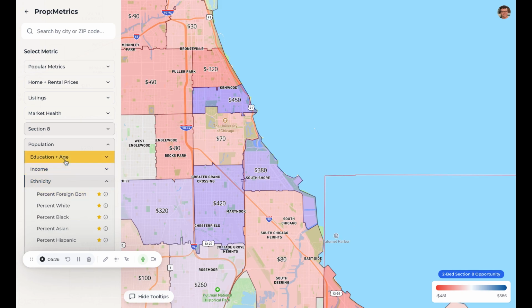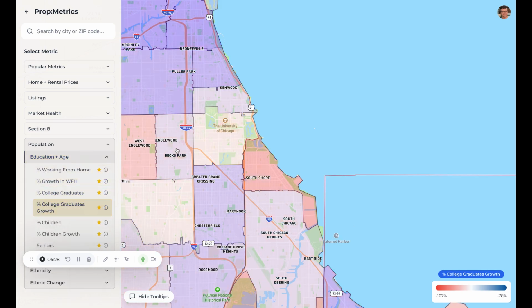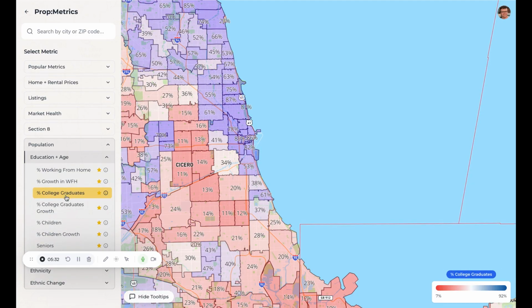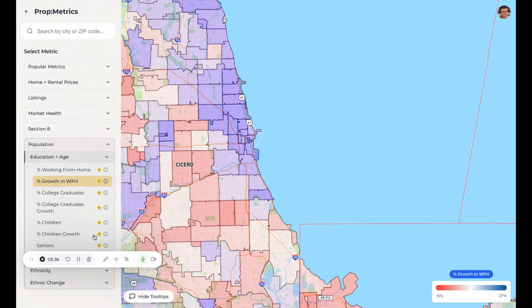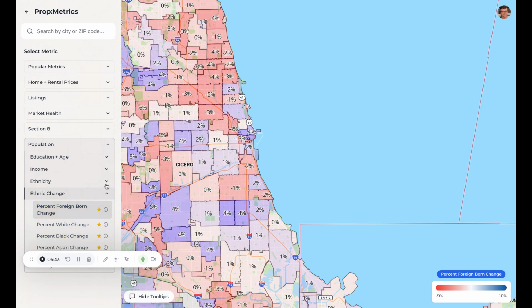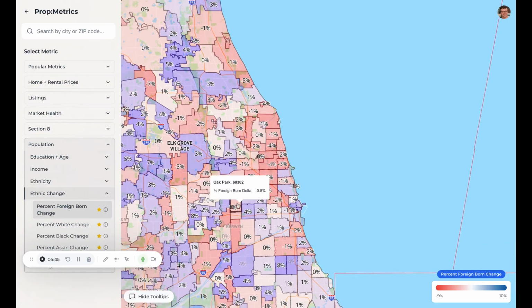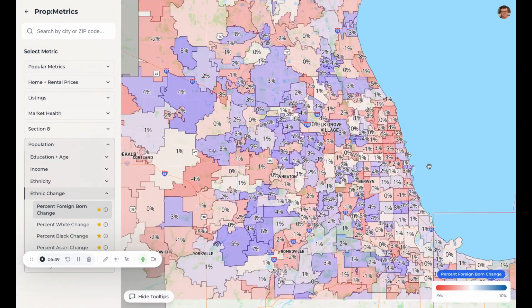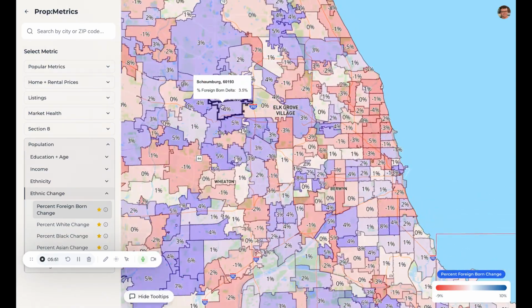And then you can see where the college grads are moving. That's actually broken right now, so please ignore that. I showed you work from home. We can look at where foreigners are moving to. You can see that the foreign-born population is really decreasing in the city. And where are immigrants moving to? Well, the answer is the burbs. And that's where they're choosing.